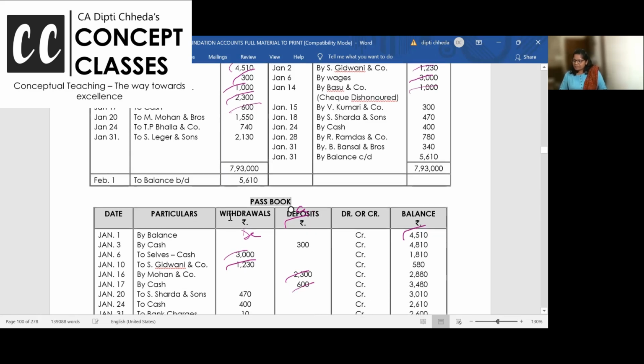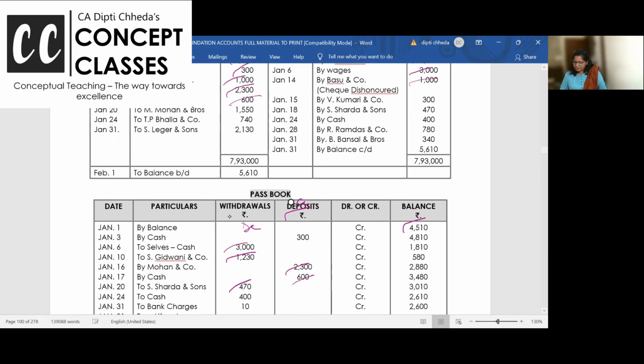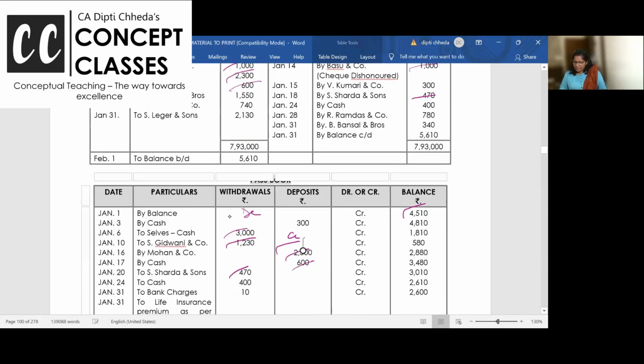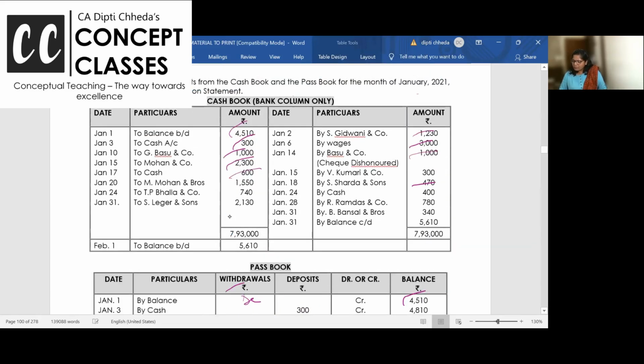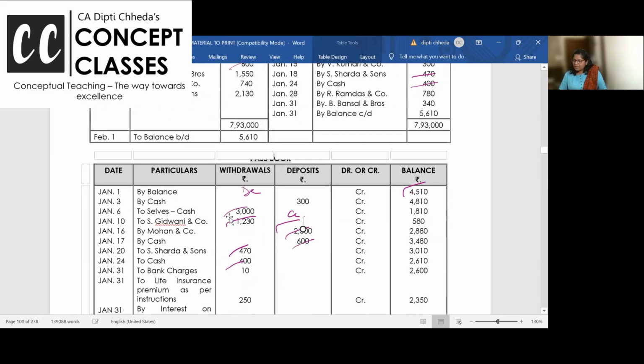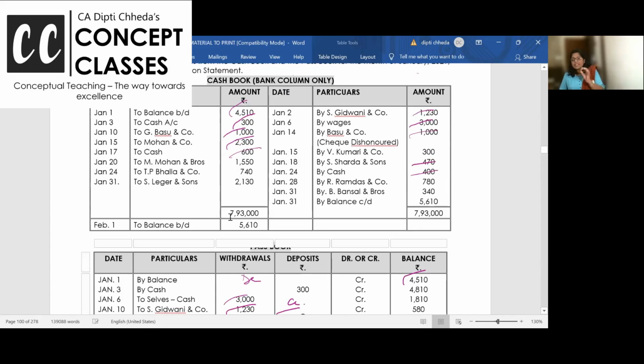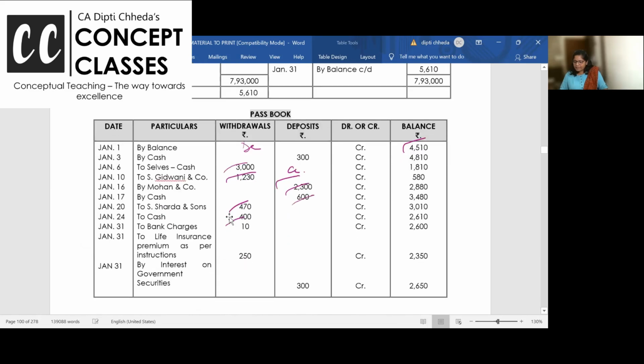Kumari's check is pending. Sharda, I gave a check of 470 and she presented or withdraw bhi ho gaye. Again, cash, I have withdrawn, both side entry it is telling. Ramdas, I gave a check, abhi tak kuch nahi hua. Bansal, 340, I gave a check. So these unticked items on the credit side are checks which are issued but not presented for payment. All right, chalo.